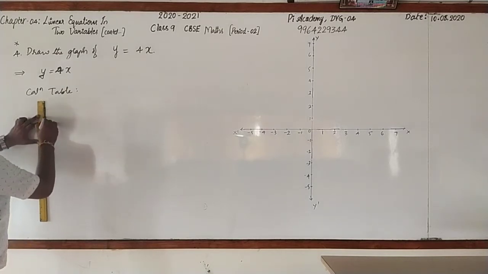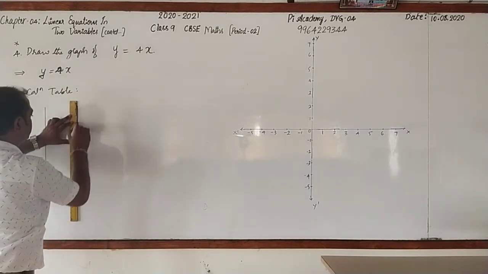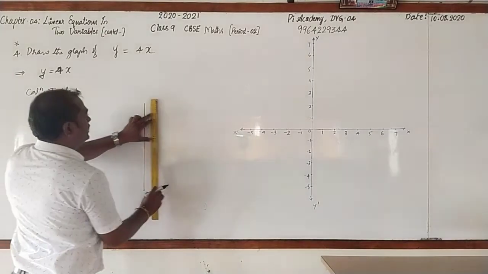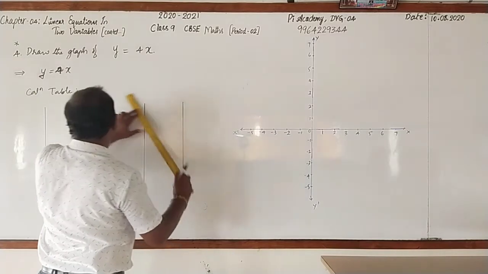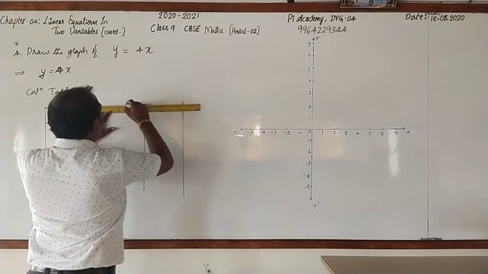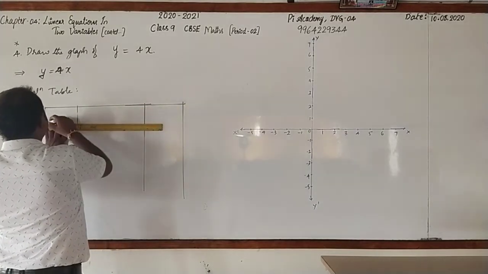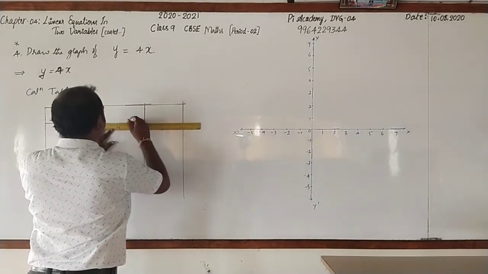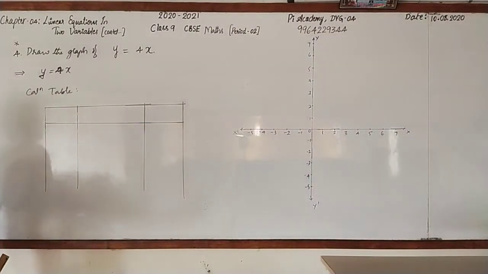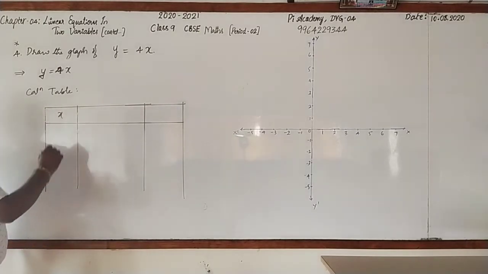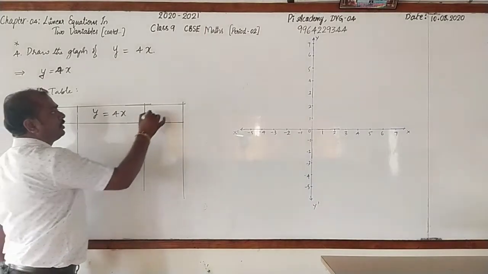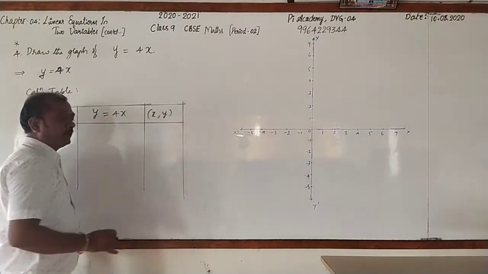Here I will draw. The first column is for x. Second column for equation. Third column for coordinate points. Yes, you should also draw the table by using scale and pencil. Now I am going to fill it up. Have you drawn? Yes. What is the first column? X. Second column, given equation y equal to 4x. Third column, coordinate points x comma y.